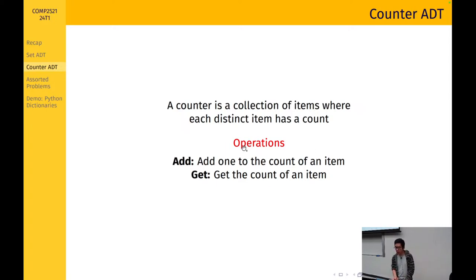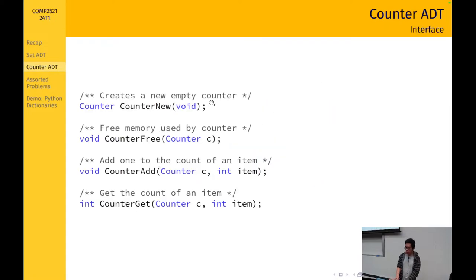There's going to be a count for that item that increases as we insert more and more of that item. The main operations for a counter are add, where we give the counter an item and that increases the count of that item by one, and also get, which, given an item, returns its count. So how many of that item have been added to the counter so far? If an item is not in the counter, then its count will be zero, so get should return zero in this case. Here are the main functions for the counter. Of course, you could add more functions like counter remove, to remove an item from a counter, therefore decreasing its count. But let's focus on these two operations, add and get.